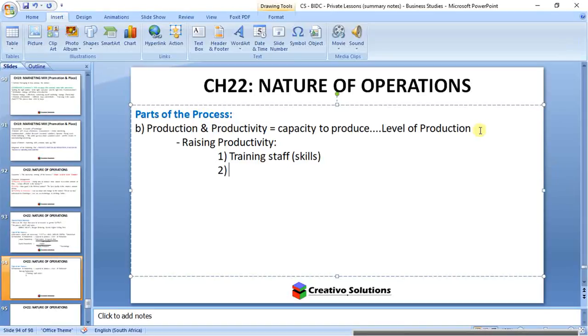If you can improve their training and give them more skills, they'll be able to do different jobs. They'll be able to do more. They'll be more productive. That's what they've described here in the paragraph. Number two, improve motivation.